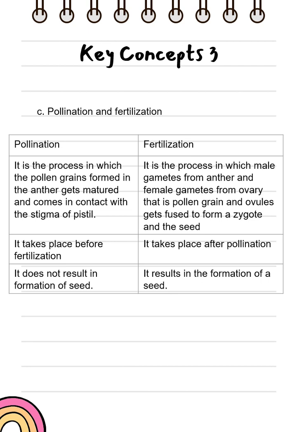Fertilization. It is the process in which male gametes from the anther and female gametes from the ovary, that is, pollen grain and ovules, get fused to form a zygote and the seed. It takes place after pollination.